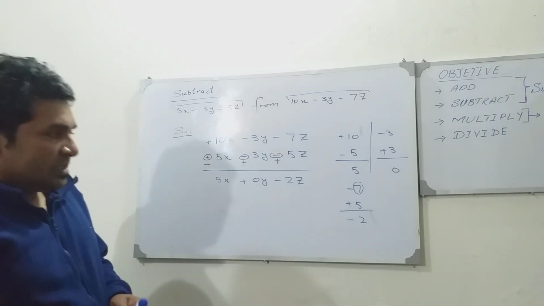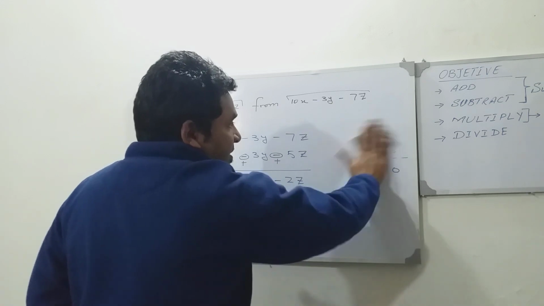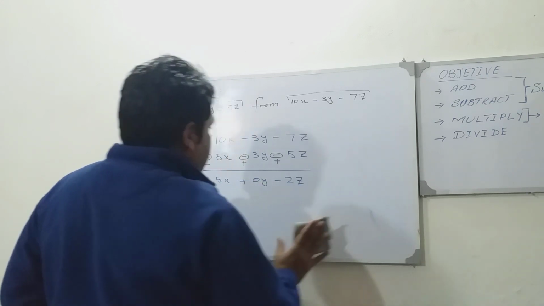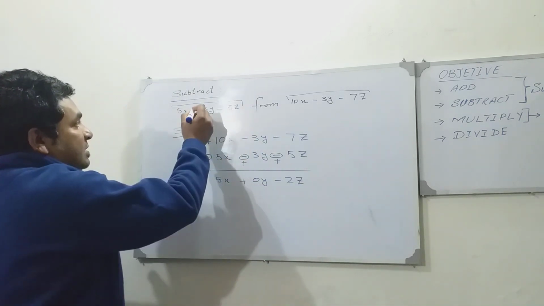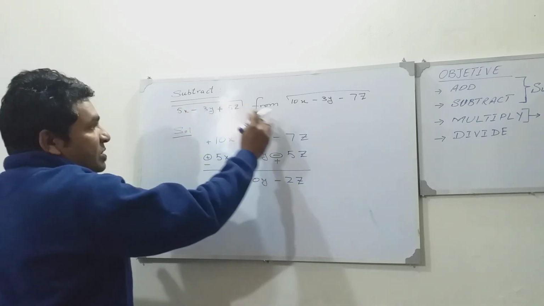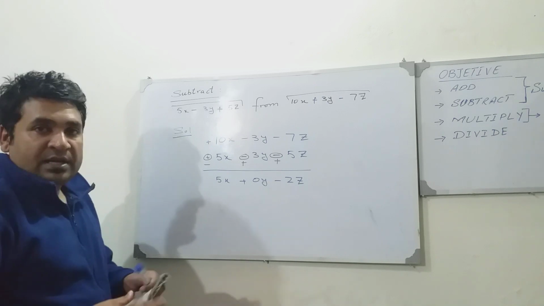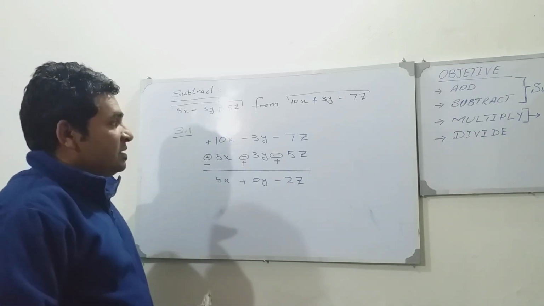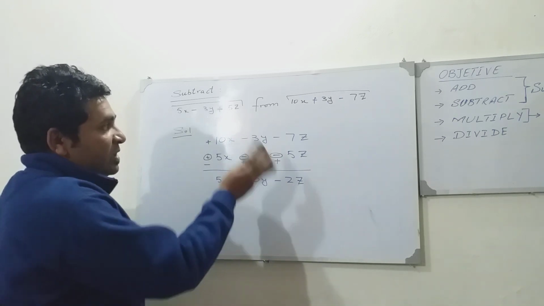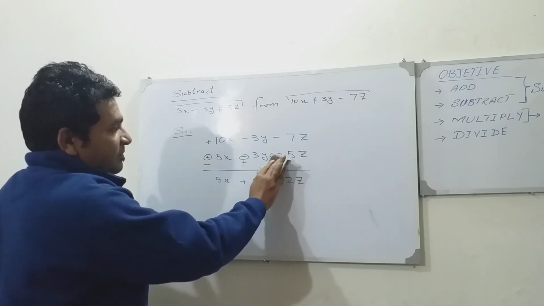Let's quickly do another question. I will just change the signs here. I will just make this sign positive and this sign positive. Quickly do it by yourself, and I give you some time to solve it, and then I will solve it.